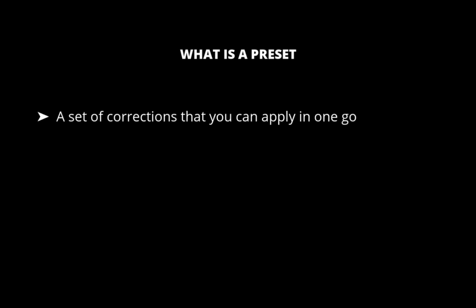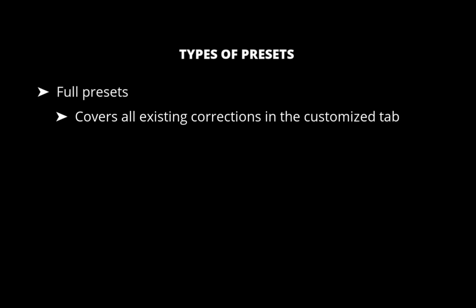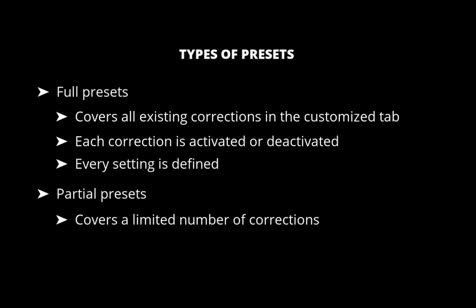A preset is a set of corrections that you can apply in one go to any pictures in DxO PhotoLab. The goal of the presets is to help you record and keep track of your favorite corrections and to ease and accelerate your workflow. There are two kinds of presets in DxO PhotoLab. Full presets cover all the existing corrections available in the Customize tab, meaning that each correction has a status of either activated or deactivated with every setting defined. Partial presets, on the other hand, cover only a limited number of corrections among all existing corrections, with the status of some corrections remaining undefined. The difference between these types I'll elaborate later in the video. But for now, let's do a demonstration on the basics of presets.